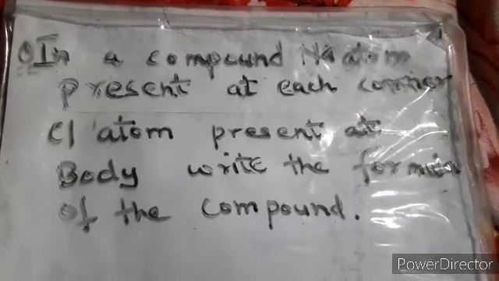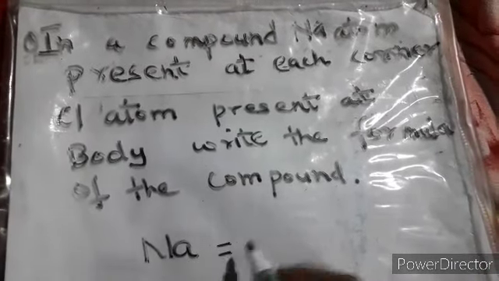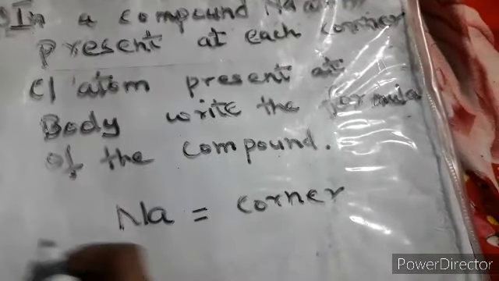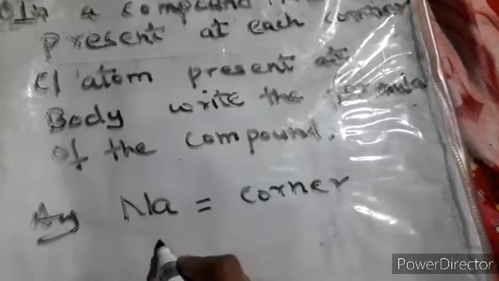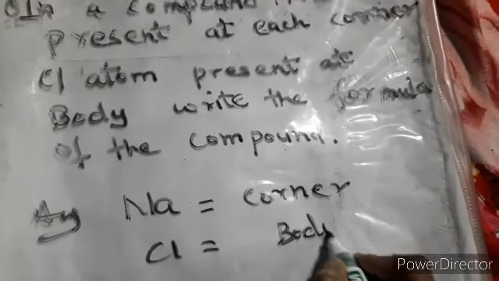Now the thing is changed. First of all, you now have an idea that Na is present in the corners. Again, for our sake, we are writing it as an answer, and Cl is present at the body center. So this way we are writing.